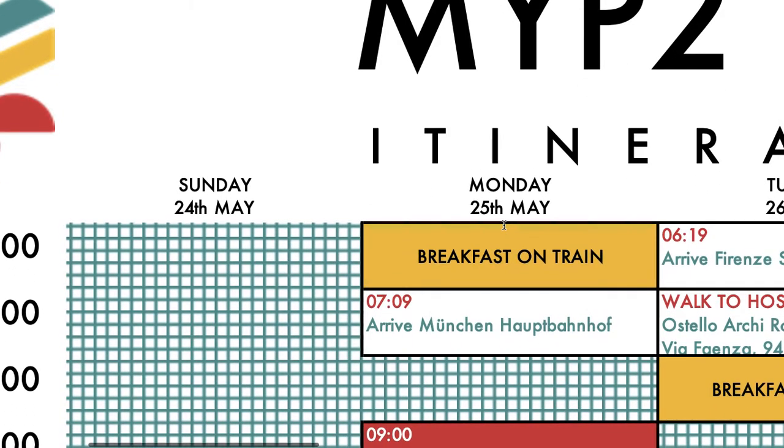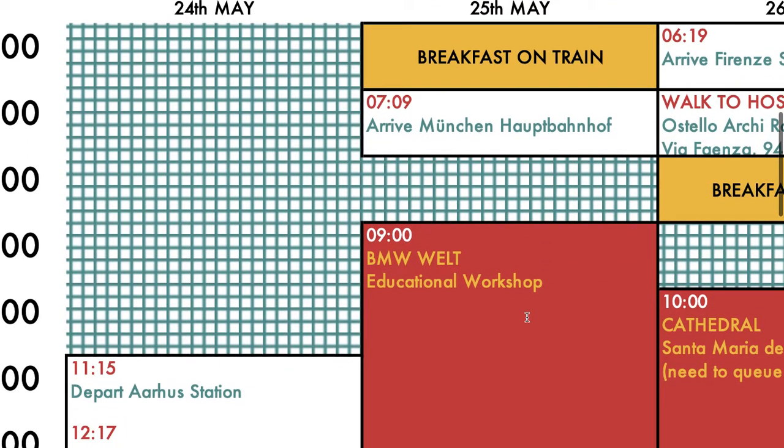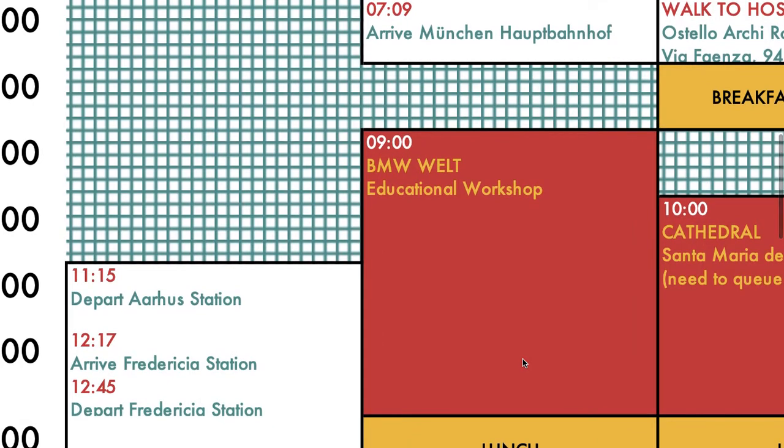Then on the Monday, we would have woken up in Munich. You get a bit of breakfast on the train, not much, just a roll, but you get something. And then we would have arrived at Munich main station. We would have gone to the BMW Centre and done an educational workshop there, and also seen some cool cars. So that was a mixture of fun and education.